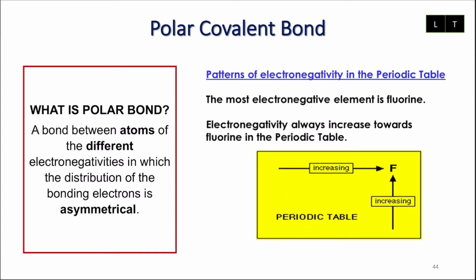Dan kita akan relate with the pattern of electronegativity in periodic table. Kita faham the most electronegative element in periodic table is fluorine. So we have to know that the trend for electronegativity akan makin menaik ke arah fluorine. Ini sangat penting untuk kita tentukan polarity.